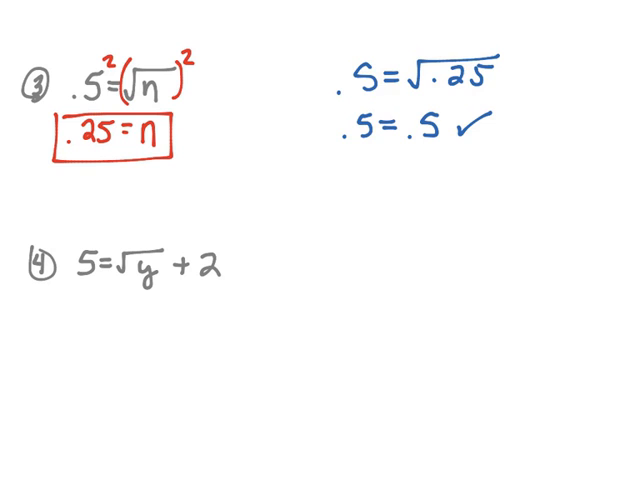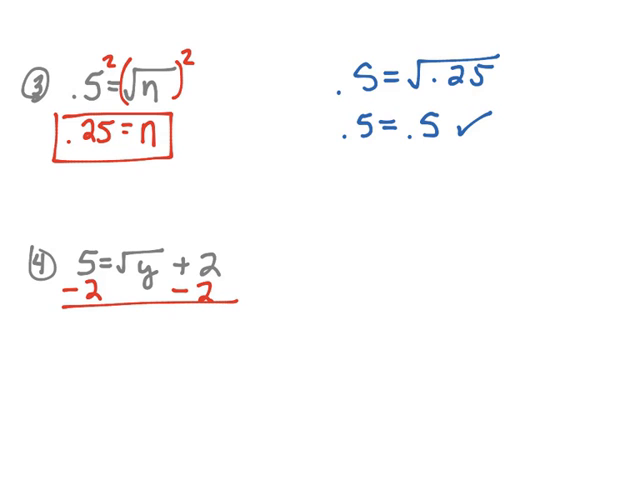Alright, let's try number 4. Number 4, we have the equation y equals the square root of y plus 2. Now the first step here is to go ahead and isolate that radical, meaning make sure there's nothing outside of our square roots. So I'm going to take that plus 2 that's on the outside of the square roots, and I'm going to move it to the other side. What we're going to do is subtract that 2.